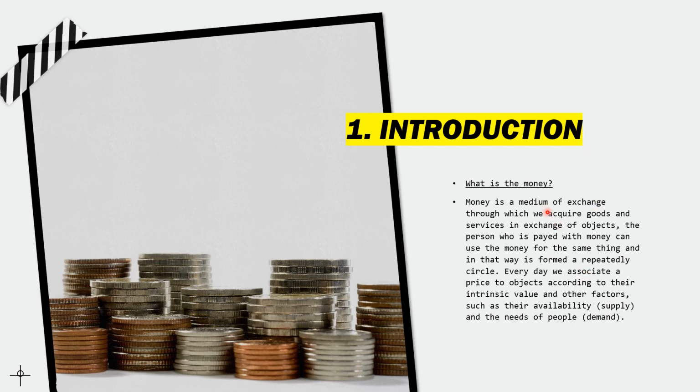The introduction. Okay, what is the money? I'm going to sum up this definition because all of us know what is the money, but here is more extended. So, what is the money? Money is a medium of exchange through which we acquire goods and services in exchange of objects. The person who is paid with money can use the money for the same thing again and again to create a cycle of money in the society.